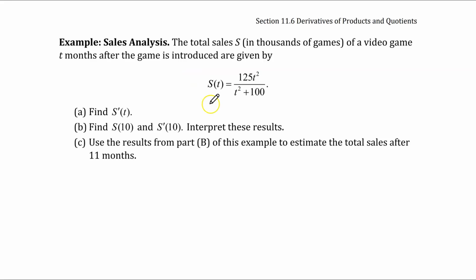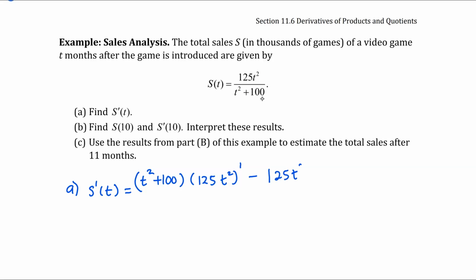Now, to find the derivative of s of t, we use the quotient rule. S prime of t is equal to low, copy the denominator, times the derivative of the high, 125 t squared prime, minus high times the derivative of the low, divided by low squared.